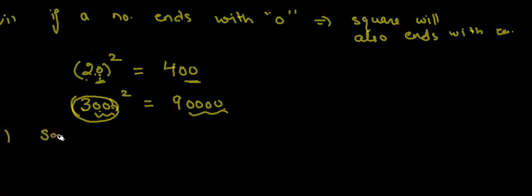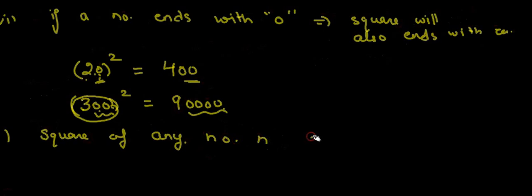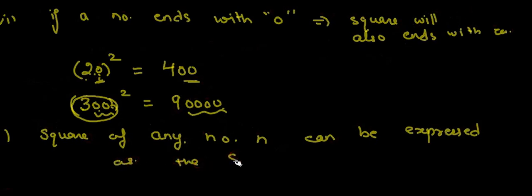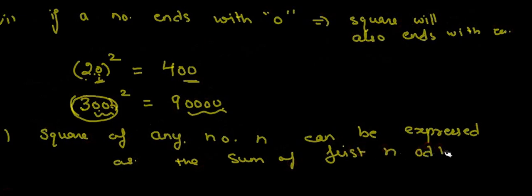Now the next property, and this is a very important property: the square of any number n can be expressed as the sum of the first n odd numbers. I'll explain this with an example. Say we have to find the square of 3, which is 9. This is actually the sum of the first 3 odd numbers. 1 plus 3 plus 5 is 9.